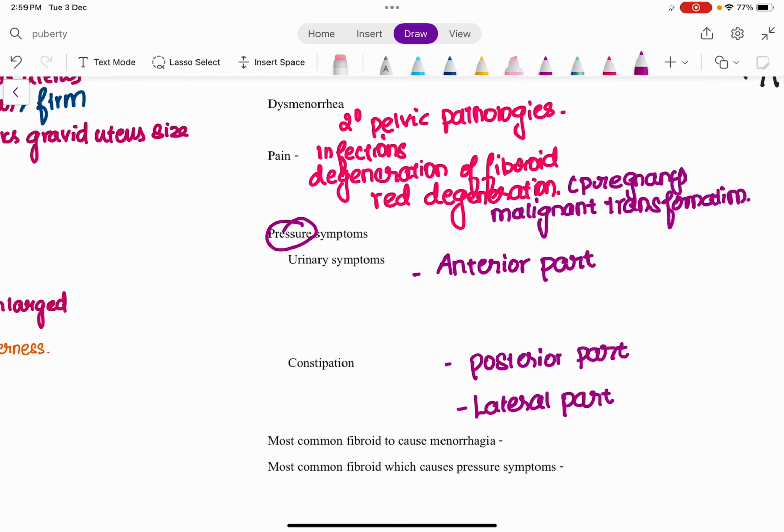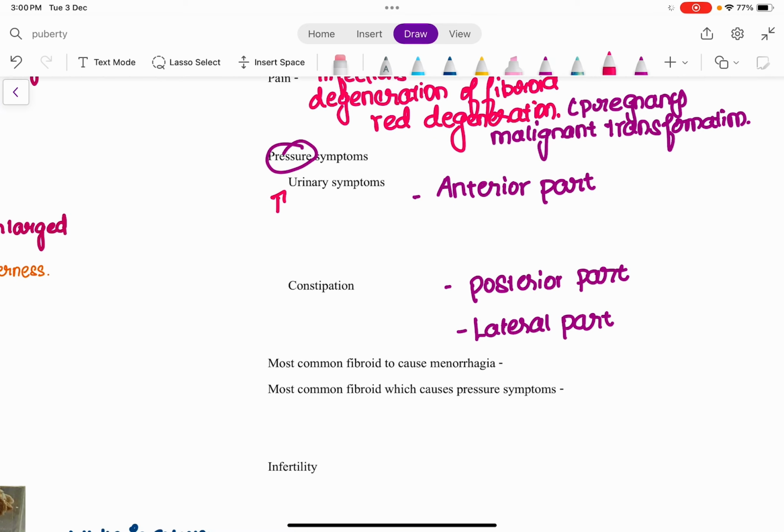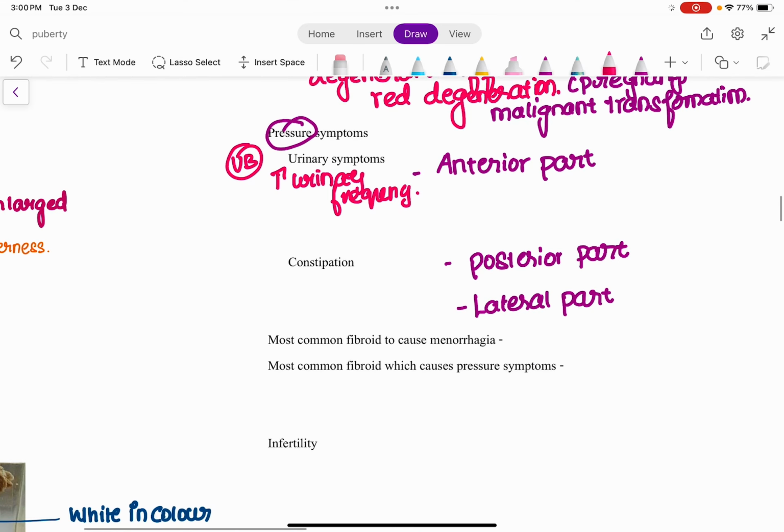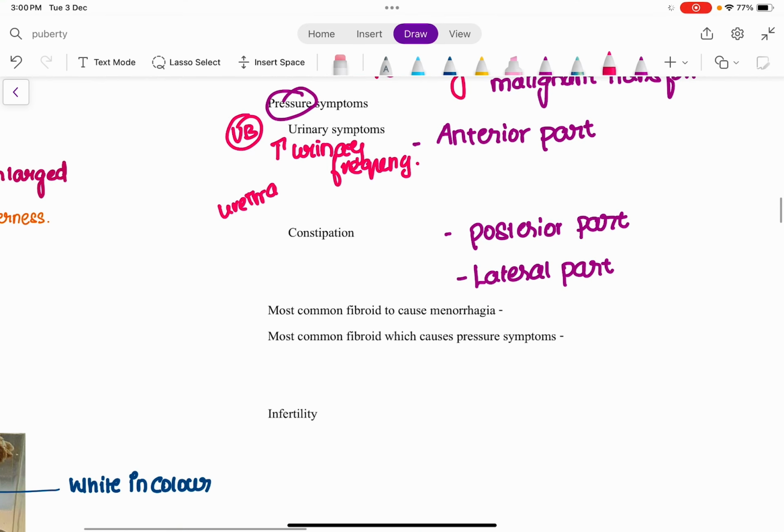As the size of the fibroid increases upon consumption of this estrogen by the fibroid, it is going to exert some pressure on the surrounding structures. If the fibroid is situated in the anterior part, the structures which lie close to the anterior part of the uterus or the cervix are the urinary bladder and the urethra. If it exerts pressure on the urinary bladder, it results in increased urinary frequency. But if it exerts pressure on the urethra, it is going to result in urinary obstruction.